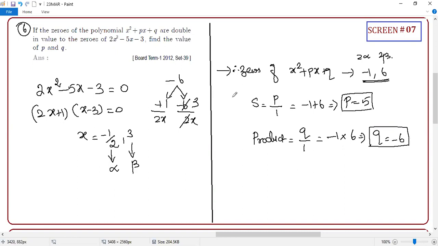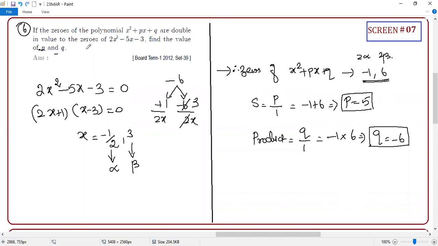Sir, the zeros of x square are alpha and beta, -1 and 6. You didn't understand how this was obtained? They said the zeros of this guy are double the value of this. Are you clear? Sir, double means what? Double means simply multiply by 2. Are you clear? Okay is not a correct word. Clear, sir. Yes, sir.